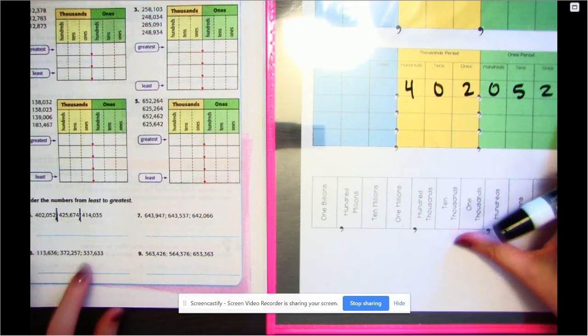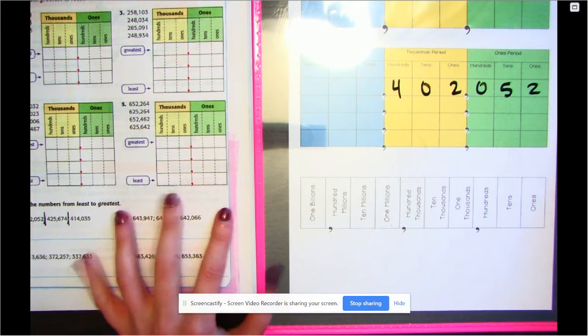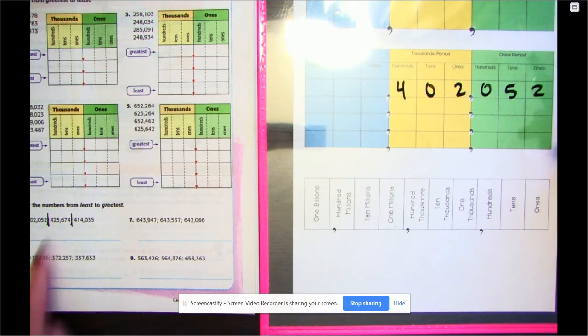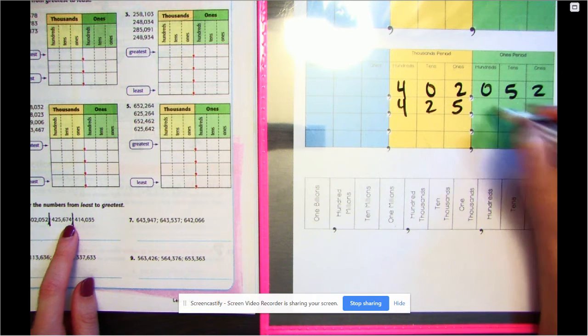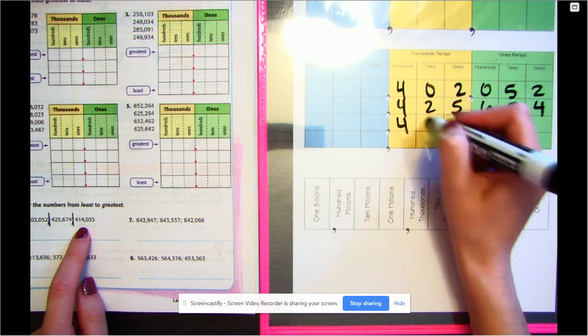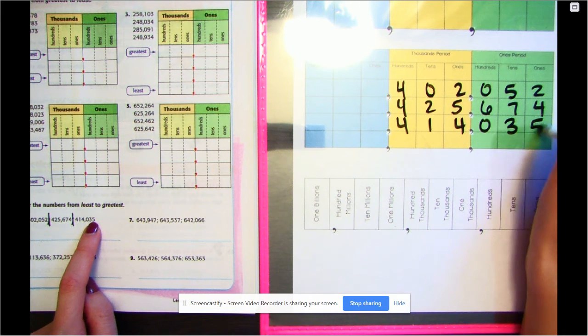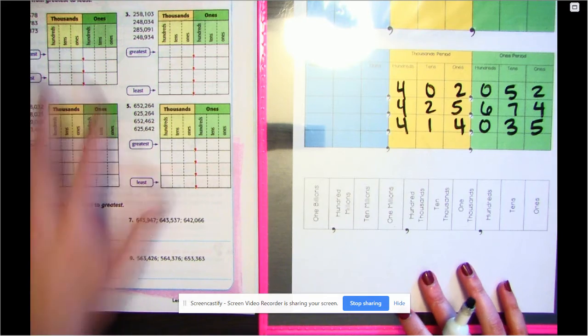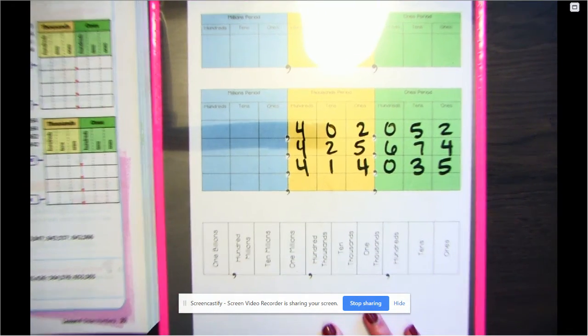I'm just copying these numbers down on this place value chart, just like I did up here, but I don't have a place value chart for these. Now I've got 425,674 and 414,035. Now that I have those written down, I can actually see and compare these numbers a little bit better.